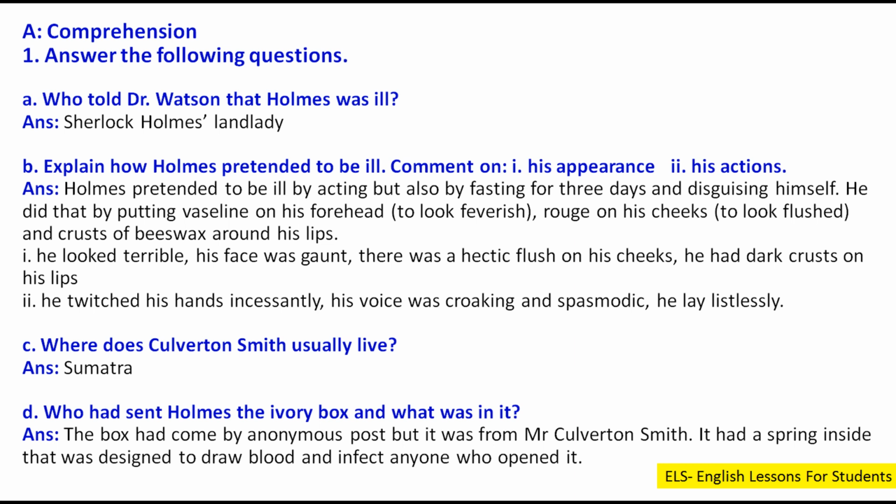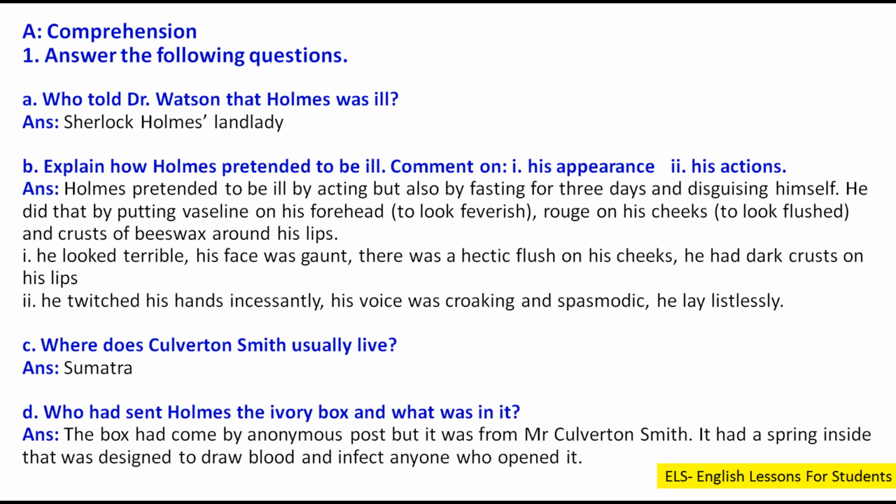Answer: Holmes pretended to be ill by acting but also by fasting for 3 days and disguising himself. He did that by putting Vaseline on his forehead to look feverish, rouge on his cheeks to look flushed, and crusts of beeswax around his lips. He looked terrible. His face was gaunt. There was a hectic flush on his cheeks. He had dark crusts on his lips. He twitched his hands incessantly. His voice was croaking and spasmodic. He lay listlessly.